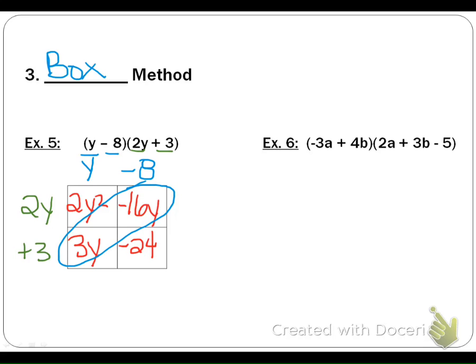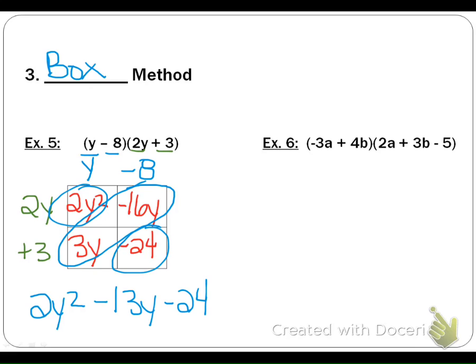So you will write 2y squared, combine your diagonal, and then -24. So here's our final answer, what it looks like. 2y squared. Combine the 3y and the -16y. So that's -13y minus 24. Pretty neat?